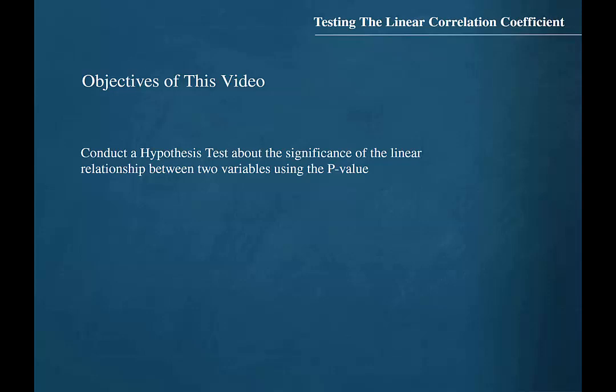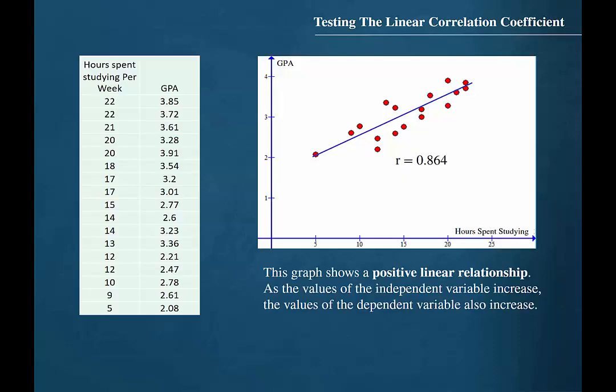The objective for this video is to learn how to conduct a hypothesis test about the significance of the linear relationship between two variables using the p-value method. The table shows the relationship for 17 randomly selected students between the number of hours spent studying per week and the student's GPA. The graph shows the scatter plot for this correlated data.